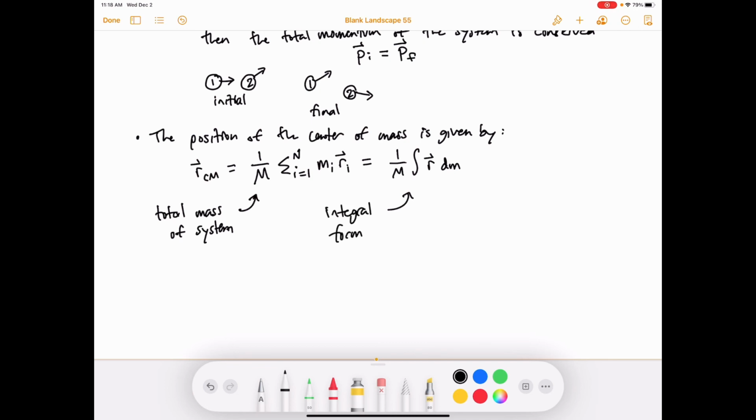And we would use that if we don't have a bunch of particles, but rather a solid object where we want to calculate the center of mass. So the picture you should have in your mind here is we have our x, our y, and our z-axis. We have our system of particles, so there are a bunch of particles scattered throughout. So we put a little boundary around that and say that's our system.